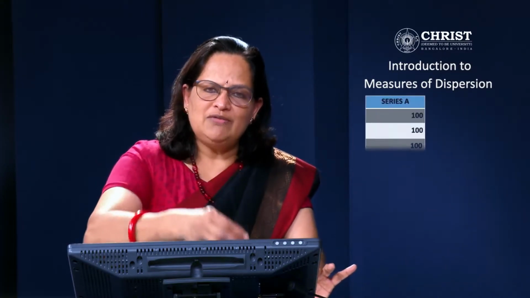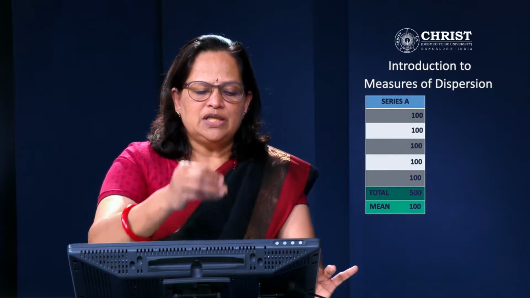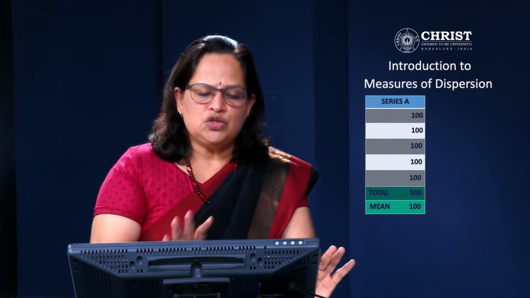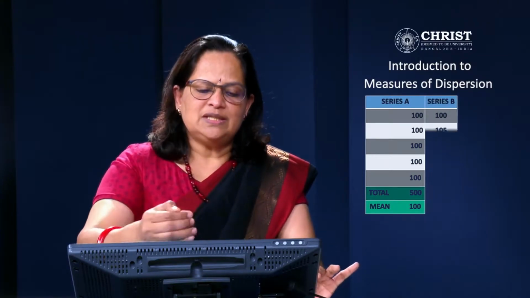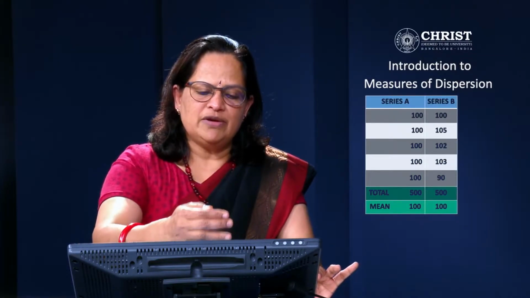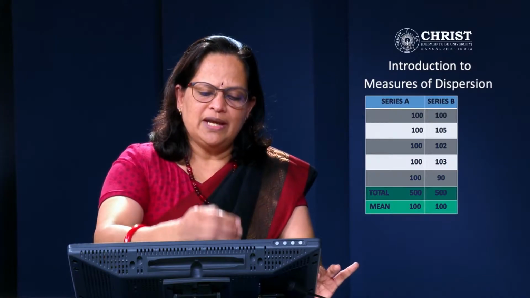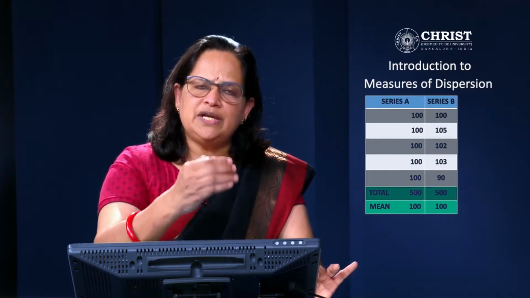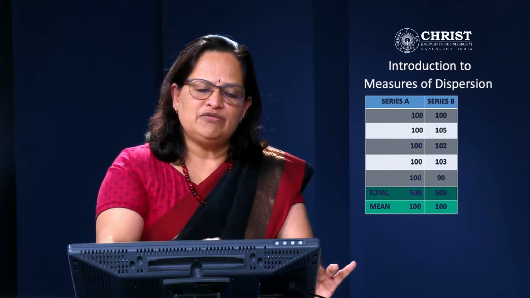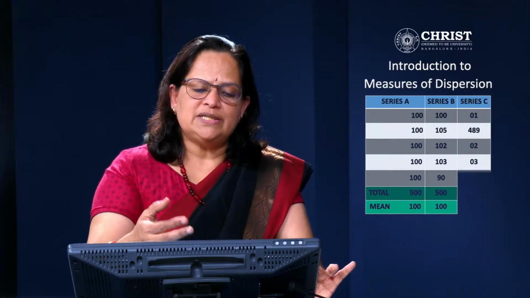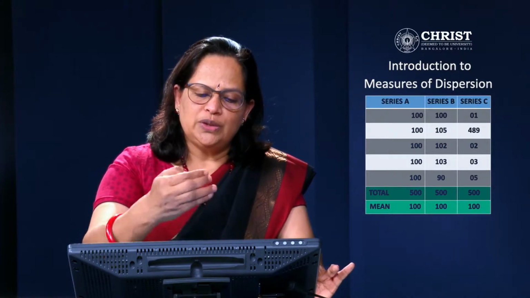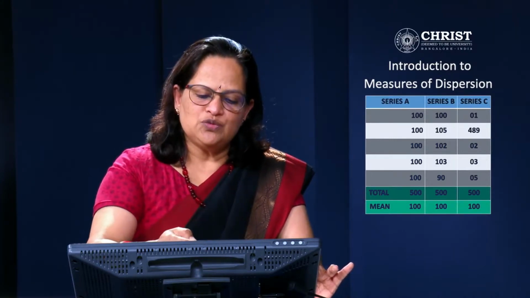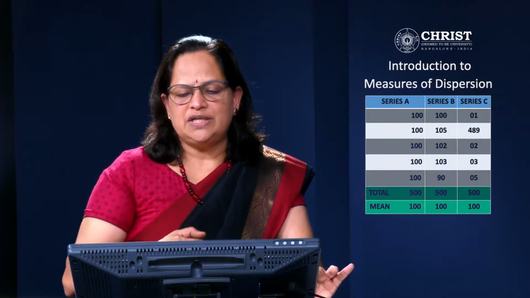First one, all the values are same, 100. The total is 500 and the mean is also 100, because 500 divided by 5, the mean is 100. The next distribution is 100, 105, 102, 103, 90. Here also total is 500 and mean is 500 divided by 5, it's 100. The third series: first value is 1, next is 489, next is 2, next is 3, next is 5. Total is 500 and the mean is also 100.